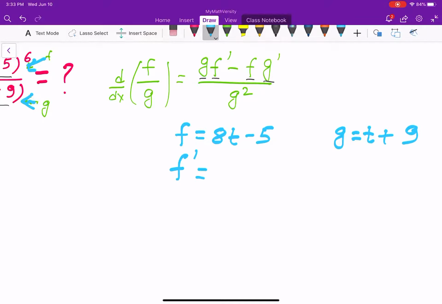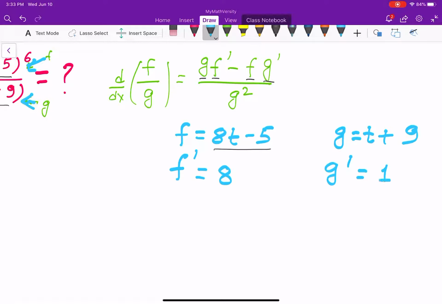So f prime is the derivative of 8t minus 5. What is the derivative? We need to find the derivative of 8t, which is just 8, right? And the derivative of 5 with respect to t is 0. So f prime is just 8. And what is g prime? g prime is the derivative of t plus 9. The derivative of t with respect to t is 1, the derivative of 9 is 0, so just 1.